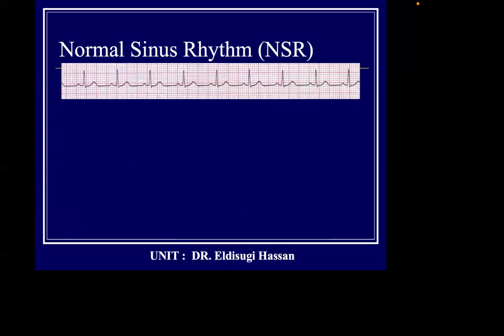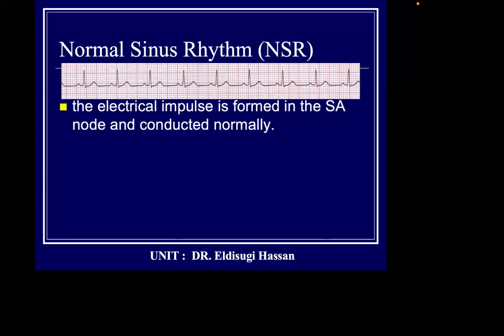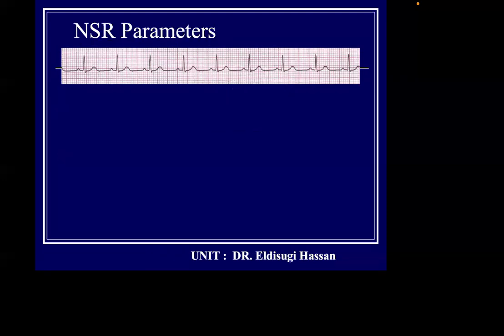So this is a normal sinus rhythm, and in the normal sinus rhythm, the electrical impulse usually arises in the SA node and is conducted normally. When we say this is sinus rhythm, the electricity arises in the SA node, which is the pacemaker of the heart, and there is no abnormality in conduction. This electricity is conducted normally to the ventricles, and this will be obtained by a normal sinus rhythm.